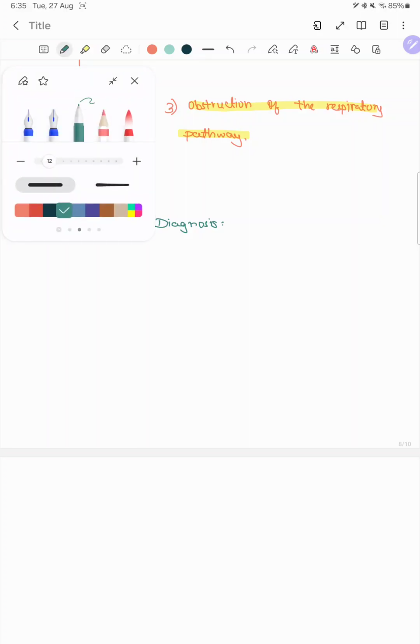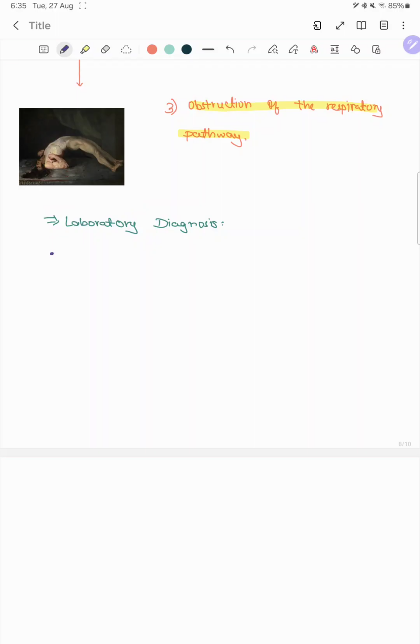So now, which specimens will you collect? You can collect tissue bits of the necrotic depth of the wound, these are the most reliable. You can also sometimes take wound swabs, but this is the most preferred specimen.